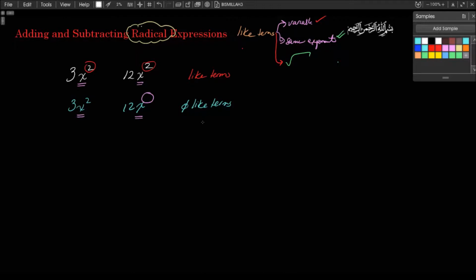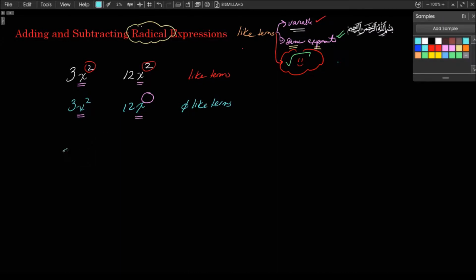So before we add and subtract any radical expressions, we have to be very confident in our understanding of what it means for two algebraic terms to be like terms. We understood from before that for two algebraic terms to be like terms, the variables had to be the same and to the same exponent. And now we add to that, because we're dealing with radical expressions, that everything under the roof of the radical has to be the same.